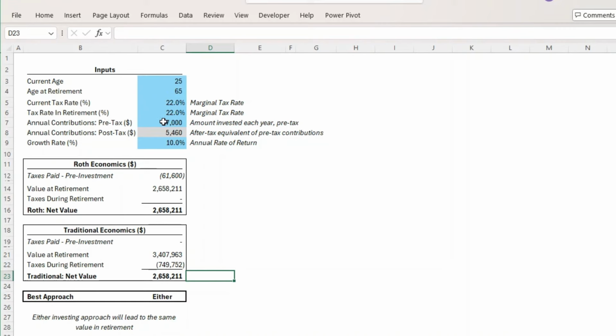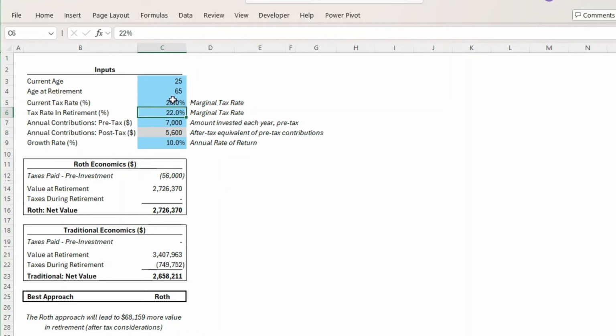Now let's look at what happens if we adjust some of those tax rates. Let's assume to start that our current tax rate is actually 20%. In this case, it's better to invest in the Roth because the taxes we pay today are at a lower rate than our taxes will be in retirement. So this 2% gap between the 20% and the 22%. So in this case, Roth is better.